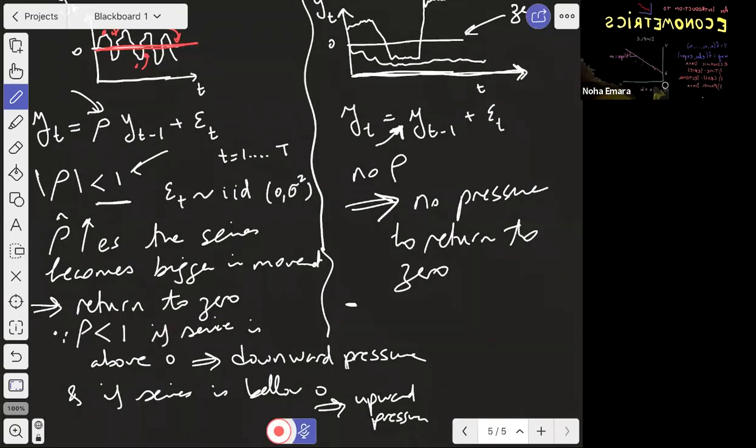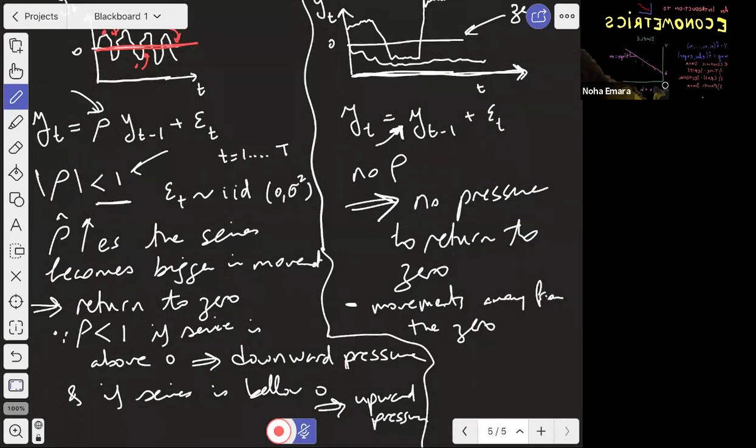So movements are usually away from the 0, okay? So in this case, it could be, let me write it here. So the rho here is any number that is greater than or equal to 1, so it's not there. So in this situation, you can just go far away from the 1.